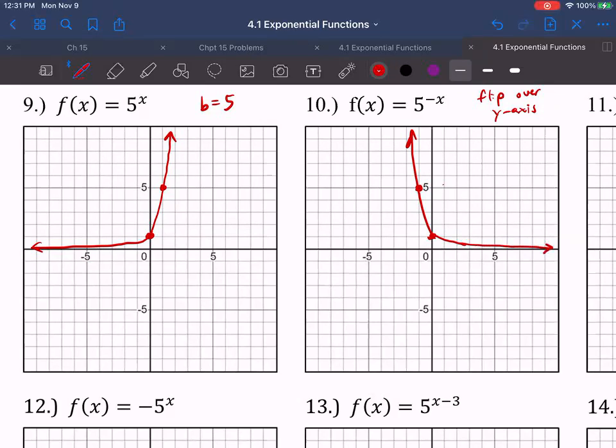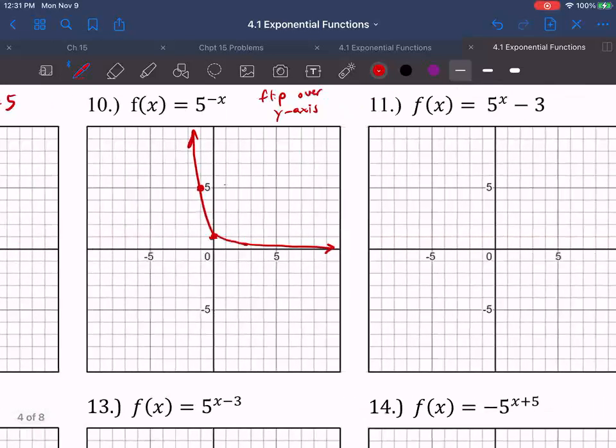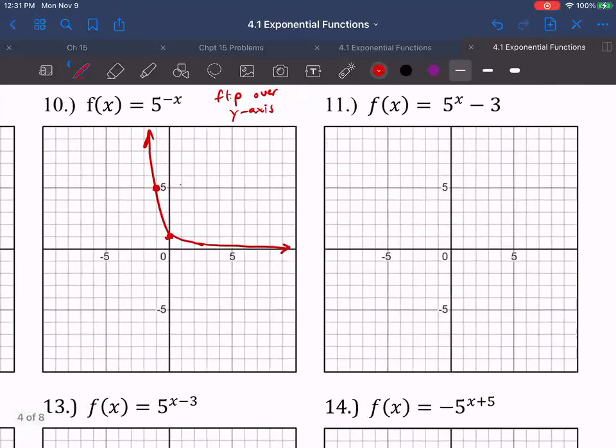So something like that. Now we have that one. The next one asks us here is 5 to the x minus 3. This is a vertical shift because it's occurring after. And so there we're going to do exactly what's there. We're going to go down 3.